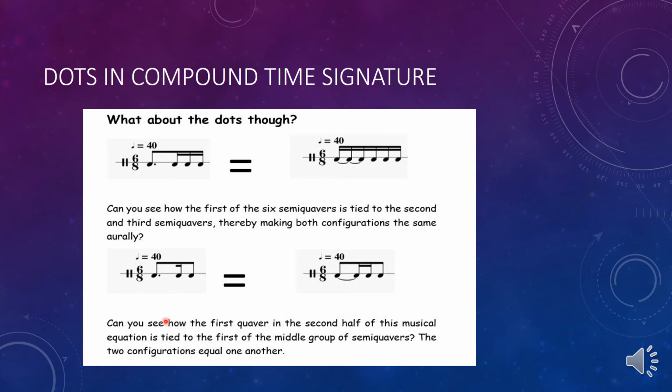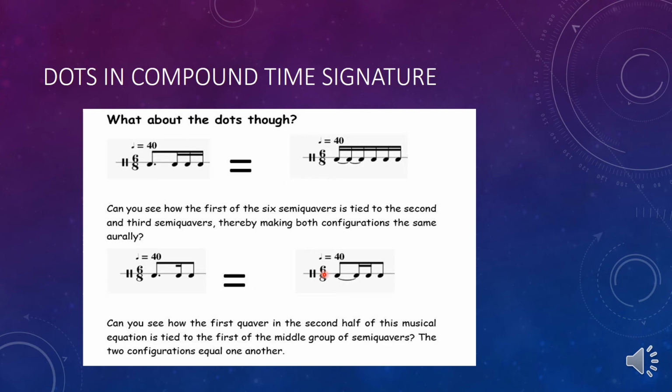Can you see how the first quaver in the 2nd half of this musical equation is tied to the first of the middle group of semi-quavers, okay? The 2 configurations equal one another, right?